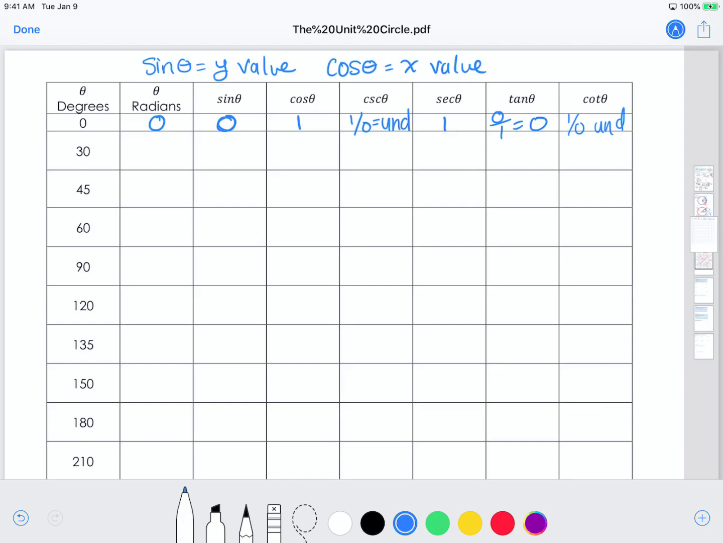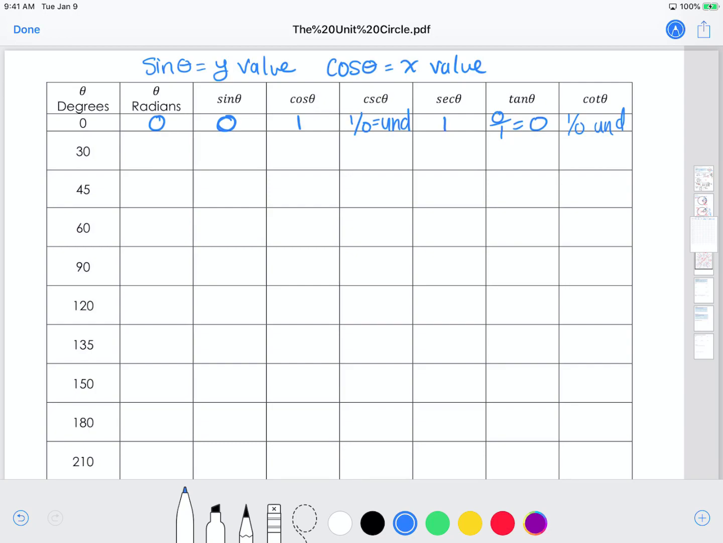So using the fact that sine is your y value and cosine is your x value, and you can look those up on the circle, we've already derived them, so we know where all those values are coming from. And then we use our reciprocal identities to find the values of the other trig functions.